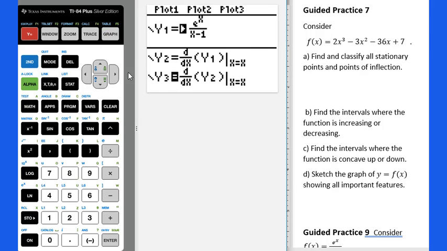So we go to y equals. We clear y1. We put 2x to the third power and minus 3x squared. Then minus 36x plus 7. y2 will be the first derivative. y3 will be the second derivative. Remember, here is y1. This is y2. So we go to graph.